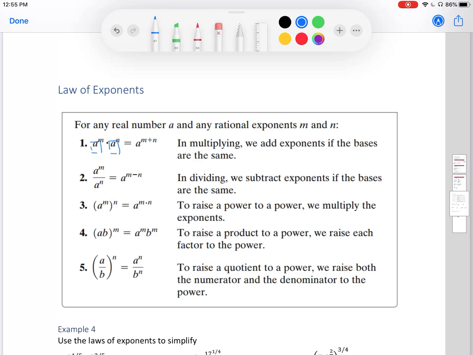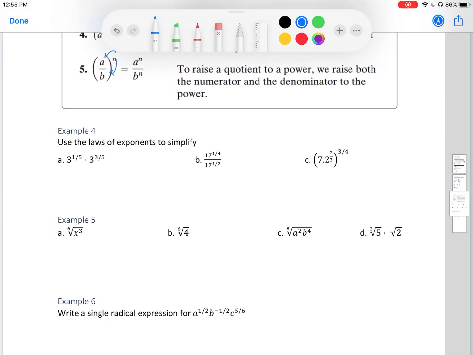Now, if I have two numbers, such as a and b, raised to the m power using parentheses, the exponent applies to each number separately. And lastly, rule 5, a divided by b raised to the nth power, then that exponent applies to every number in the numerator and denominator. Okay, so let's go ahead and work these out.